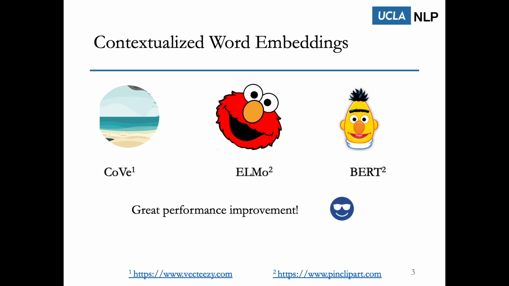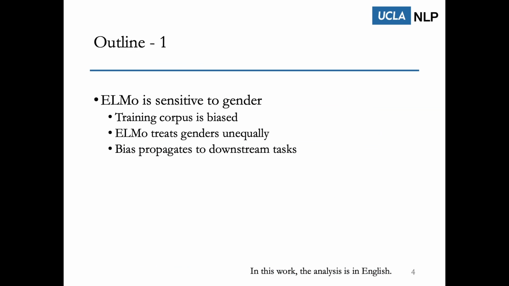In this work, we are interested in understanding the bias in contextualized word embeddings, and we want to know if such bias will influence the downstream tasks. To be specific, we will use ELMo in English as a case study in this work. In the first section of this work, I will talk about how ELMo is sensitive to gender. Its training corpus is biased, and the ELMo embedding we get will treat different genders unequally. And the bias in ELMo will also propagate to the downstream tasks.